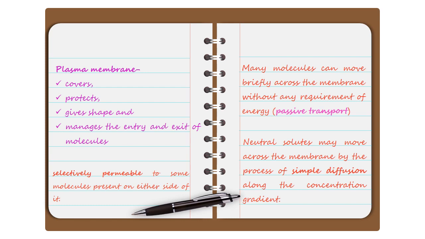So what is diffusion? Diffusion is nothing but the movement of solutes from higher concentration to the lower concentration. The concentration gradient also means the movement of particles from higher concentration to lower concentration. So the neutral solutes, the solutes without any charges, can cross in and out of the cell membrane without any ATP molecules. That is by the process of simple diffusion.